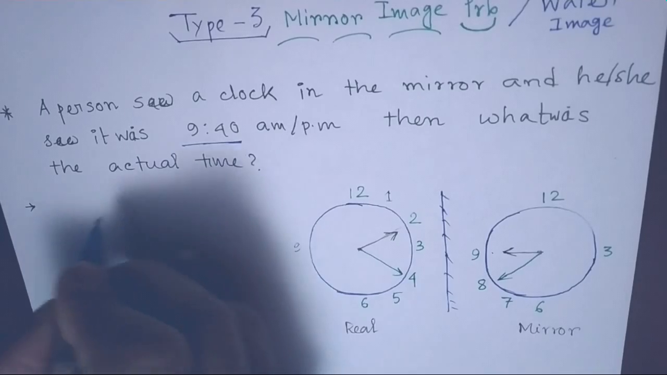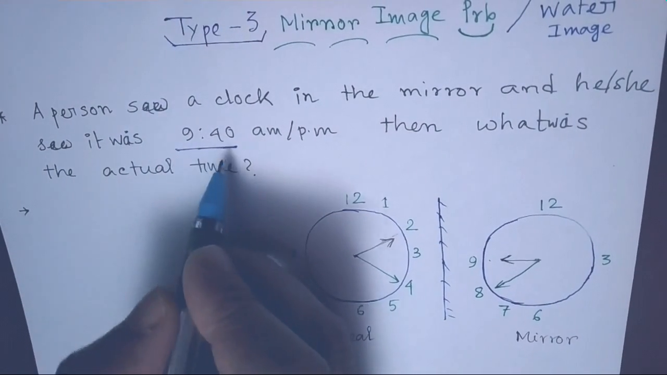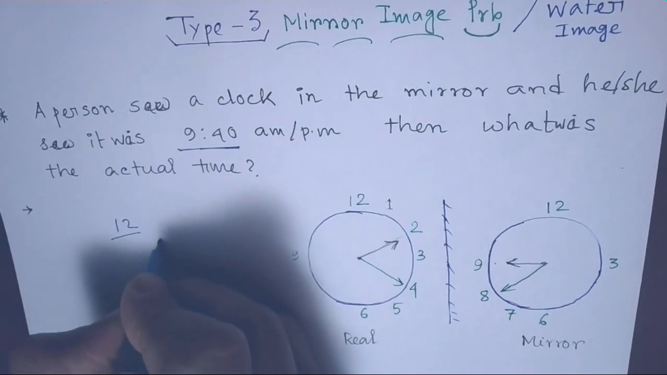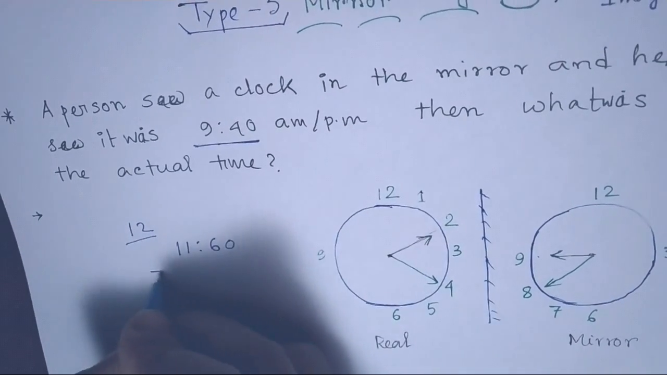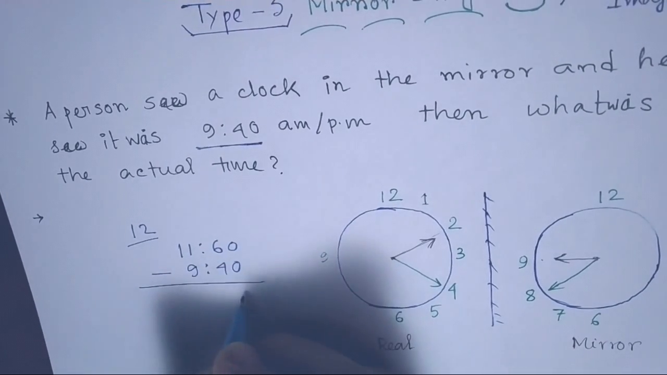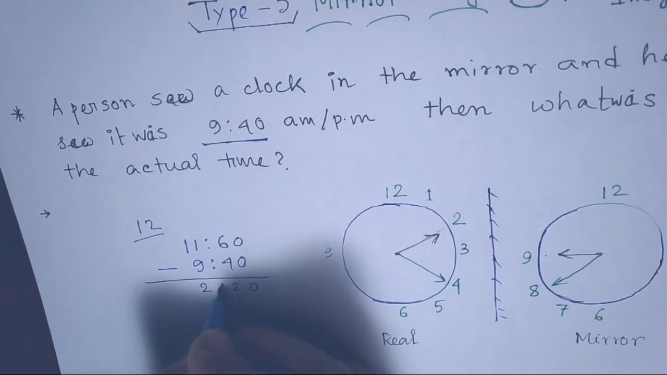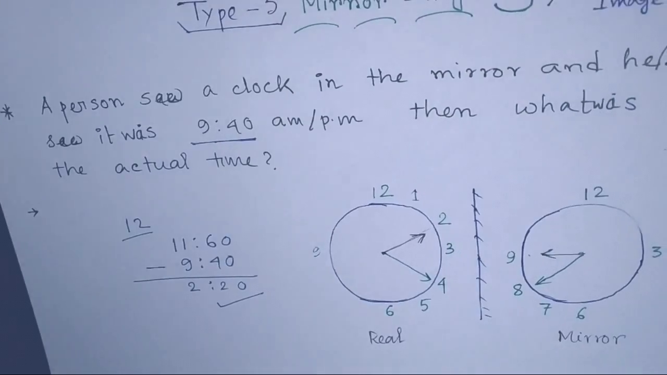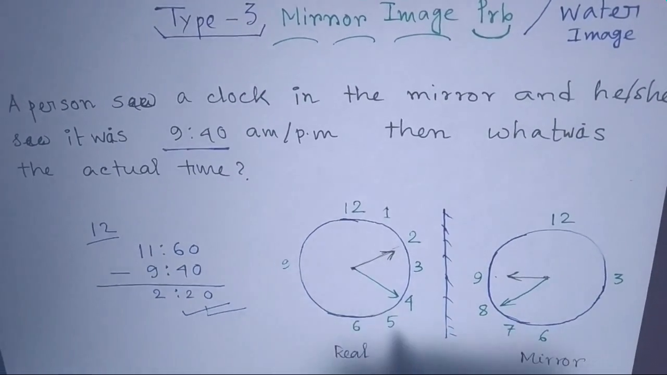This formula is a trick. Simply subtract this time from 12 o'clock. That means 12 o'clock, we can write 12 as 11:60. That means 12 o'clock, and subtract 9:40. What happens? 0, 2, 2. That's the actual time, 2:20. So the answer is this. Let's see the other pictures.